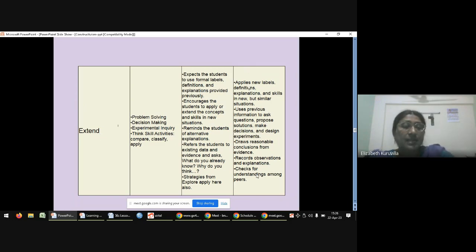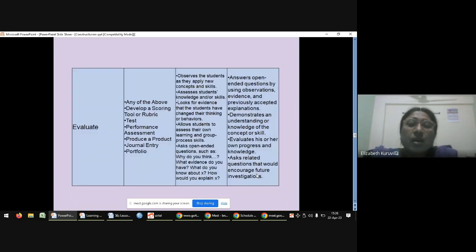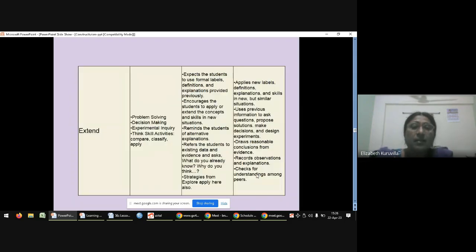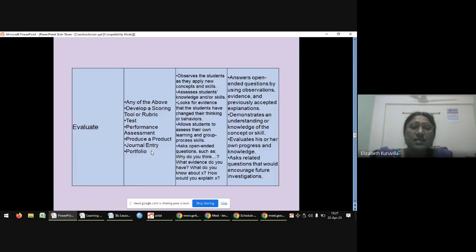the extend step. Then comes evaluate. What are the activities here? Any of the above, plus develop a scoring tool or rubric, test, performance assessment, produce a product, journal entry, portfolio. What do you mean by a rubric? Any of you? What do you mean by a rubric?